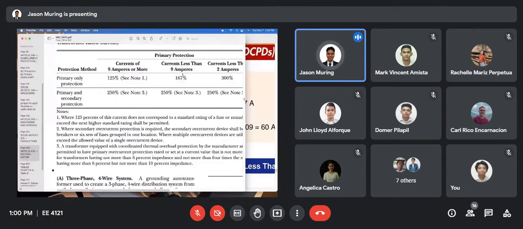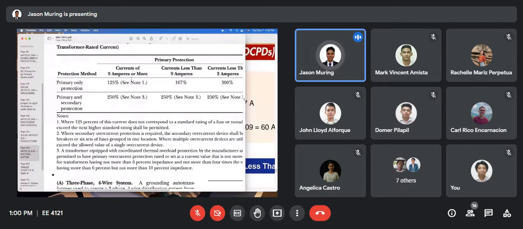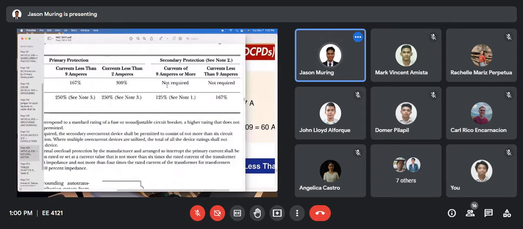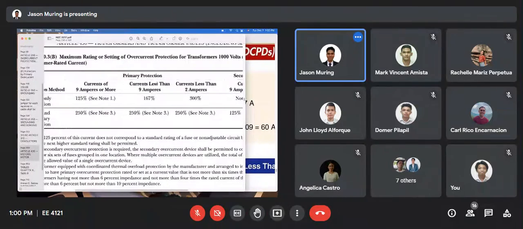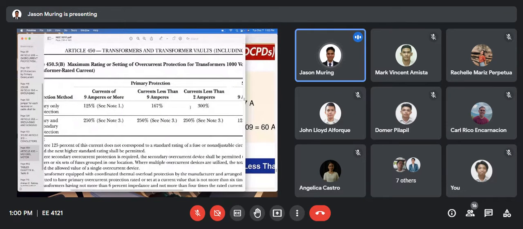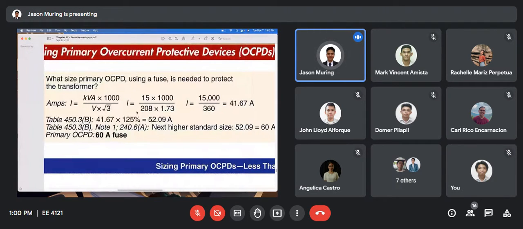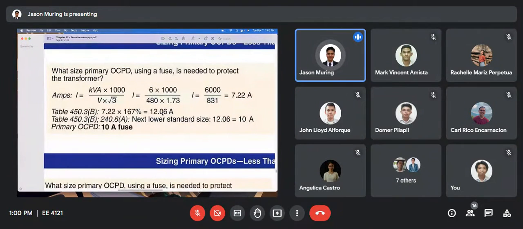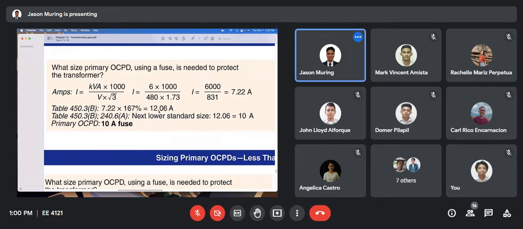Okay, so again, these notes are only applicable where you see the notes on percentage. So in this case, for 167, 300, there are no notes. So therefore, by default we use this automatic maximum rating. So 167. So according to the multiplication, the value here is 7.22. So 7.22 times 167, so that is 12. Then the next higher is possibly 15, but since according to the table, there are no notes to use next higher, so we go by default next lower. So that's why we have here 10.